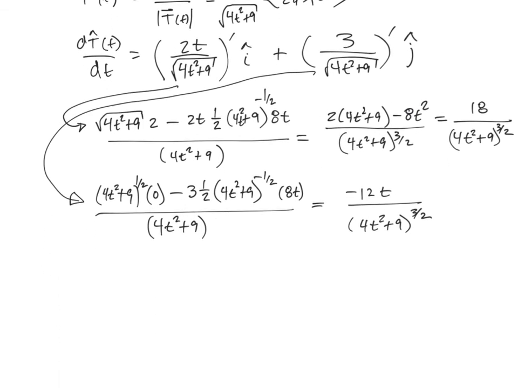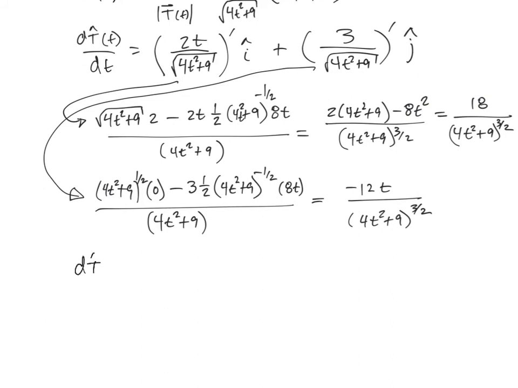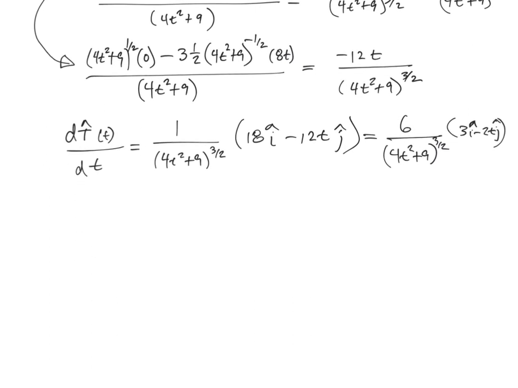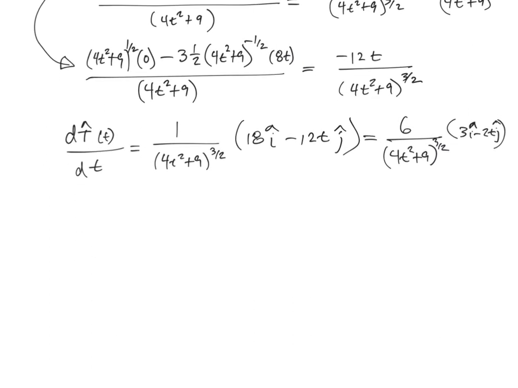So now we've got the two components of our derivative. So the derivative of our unit tangent vector with respect to t. All right, is this getting boring yet? This is just review from last year, right? It's all the same, it's just, in this case, twice as much work, because we got two terms.